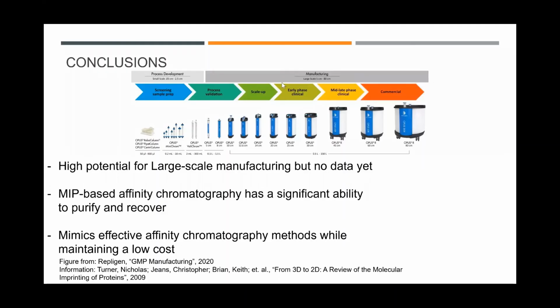So in conclusion, I believe that MIP chromatography has a high potential for large-scale manufacturing, but there really is no data to back this up. I'm not alone in thinking this. There are several review papers, including the review paper on slide 1 of this presentation, that think MIP chromatography is a promising solution to the issues we've seen with vaccine production. And this is in part due to MIP-based chromatography's ability to purify and recover molecules at such a high rate.